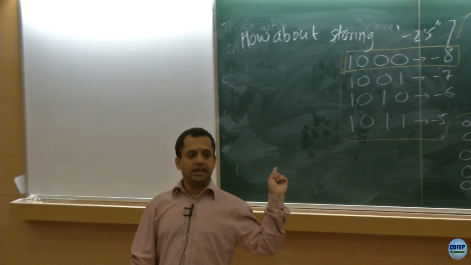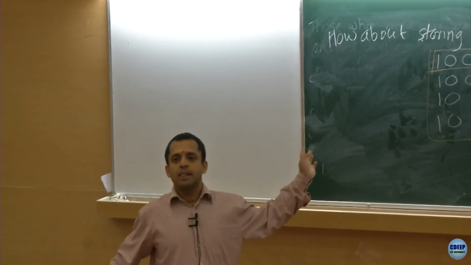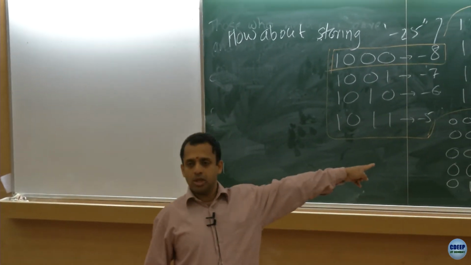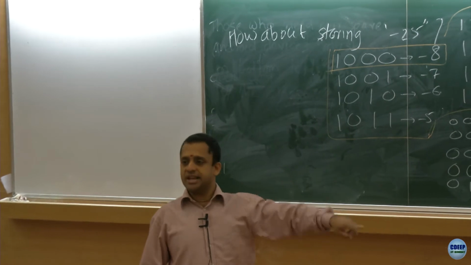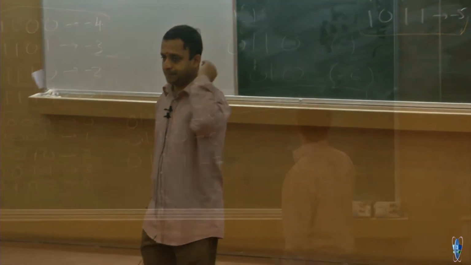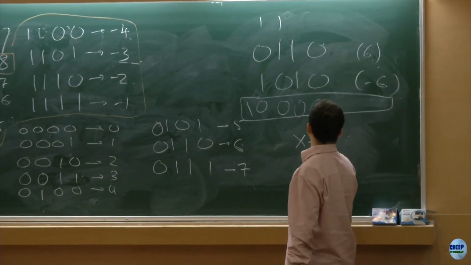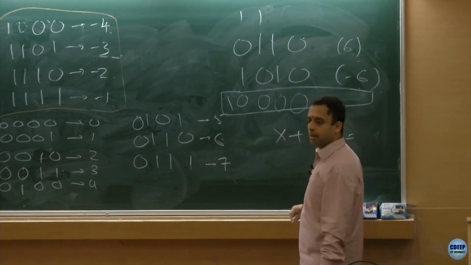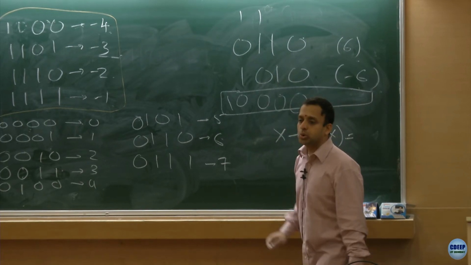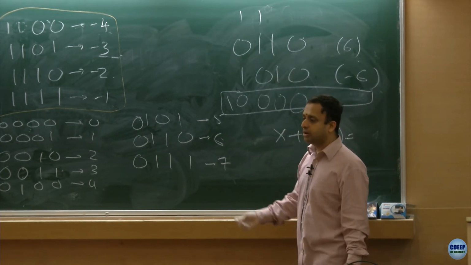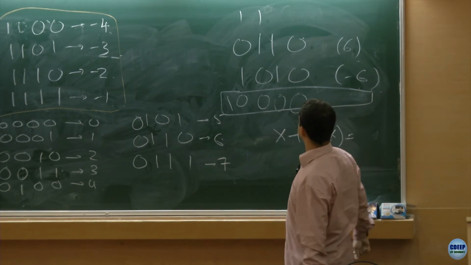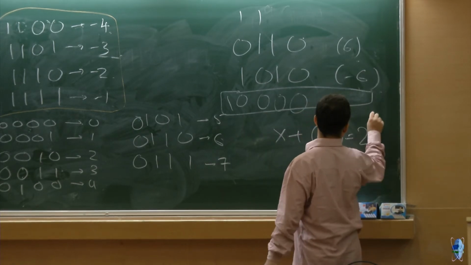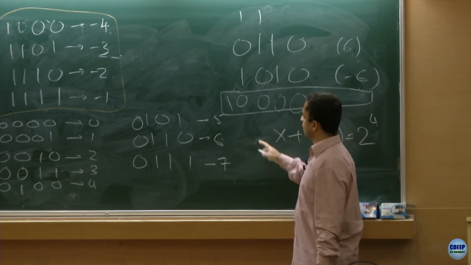Did everyone get, if you haven't finished it, but whoever has computed, did you get the same sum? The number and its negative add up to the same value. So x plus minus x in this representation will add to 2 raised to 4, 16. These are 4 bits.